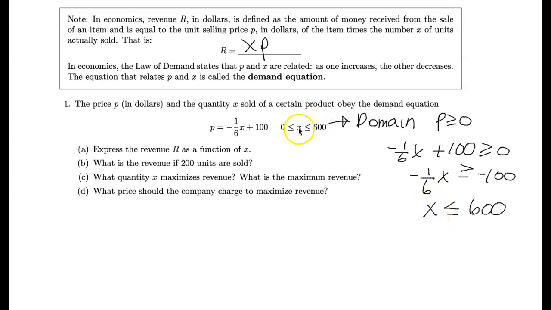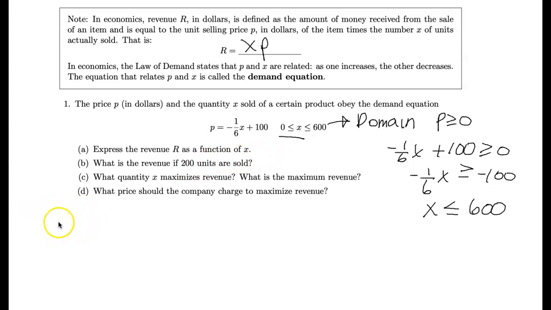Notice that's not the same as what's given here, so we still have to pause and think about this. Well, wait a second, X is the number of units, the quantity of something being sold, so it doesn't make sense for the quantity to be negative, and so that's why we had to state that X is greater than or equal to 0, but less than or equal to 600.